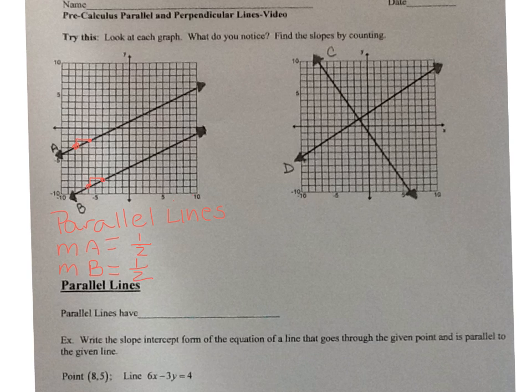So what do you notice about parallel lines? Well, parallel lines, they have the same slope. So when these slopes are the same, my lines are parallel. So remember the parallel symbol is 2 slanted lines there. And we'll write that down in a minute. So let's take a look at the other picture over here.